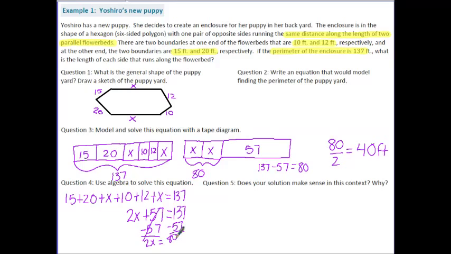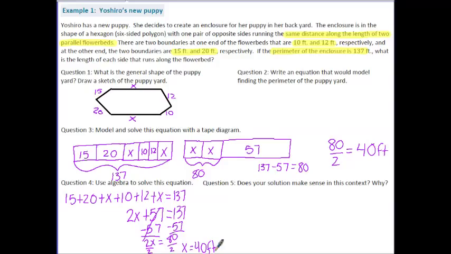And then notice here that we divided 80 by 2 because there were two x's. So what I'm doing here is dividing both sides by 2, giving us x equals 40 feet. So notice we came up with the same answer as we did using the bar model. And a lot of the steps that we did in the bar model process reflect what happens when you turn it into algebra.